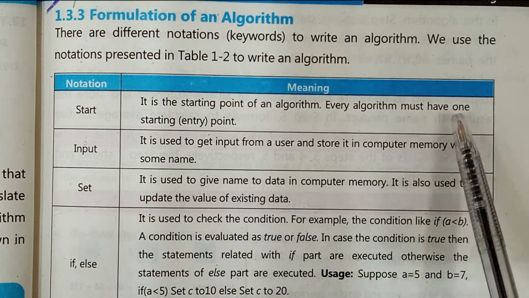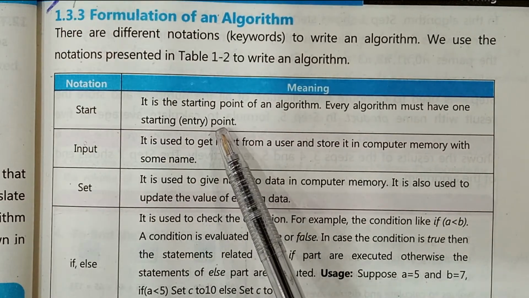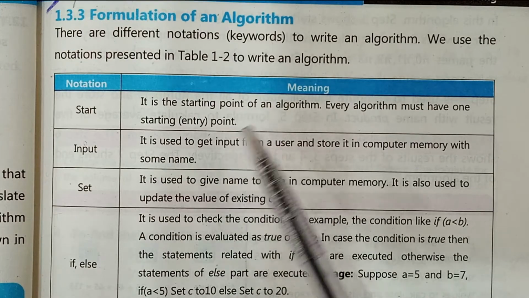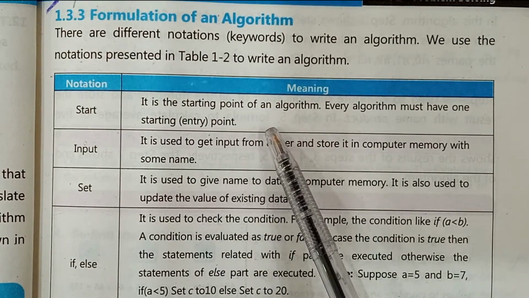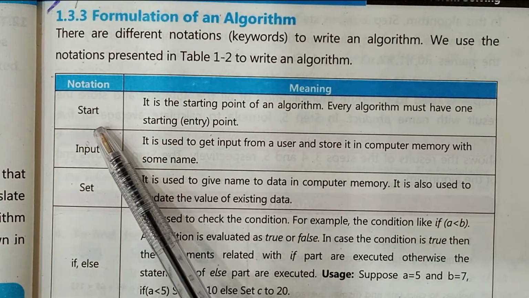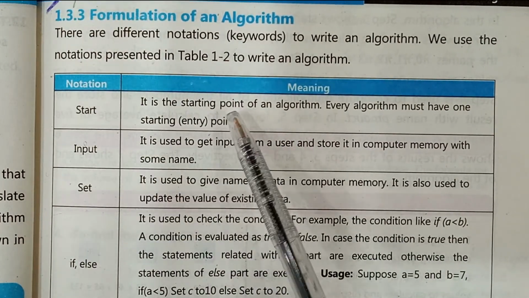Every algorithm must have one starting entry point. Like in the flowchart, we have to start with the terminal start. In the algorithm, we have a notation start. It is the starting point of an algorithm.